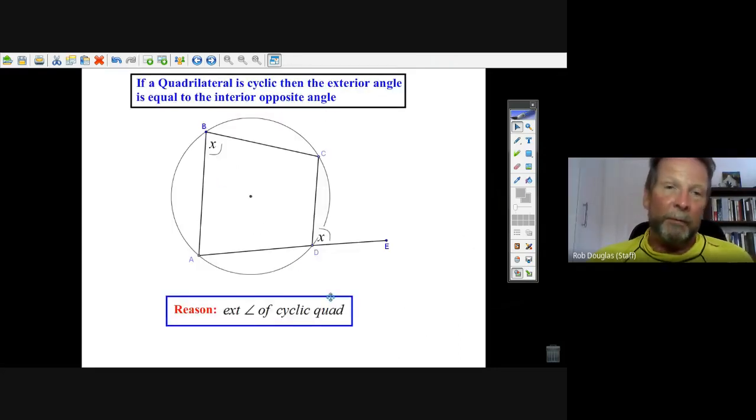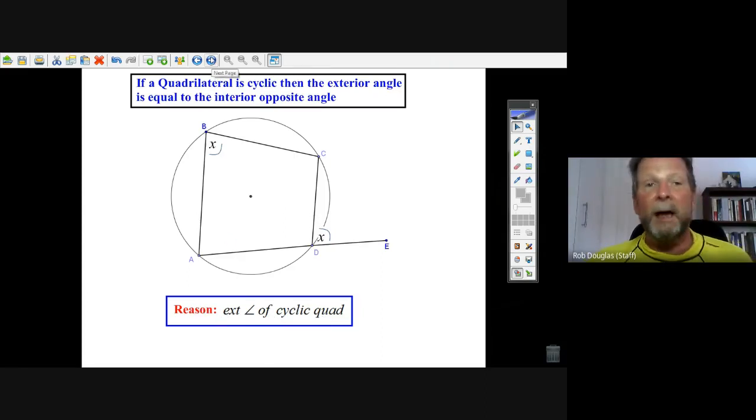There's another important quadrilateral rule. One is that the opposite angles add up to 180, but the other one is if a quadrilateral is cyclic, then the exterior angle, if you extend one of the lines, is equal to the interior opposite angle, the angle opposite that angle on the other side, on the inside. When you write the reason, just write down: exterior angle of cyclic quad. That's all you have to write.